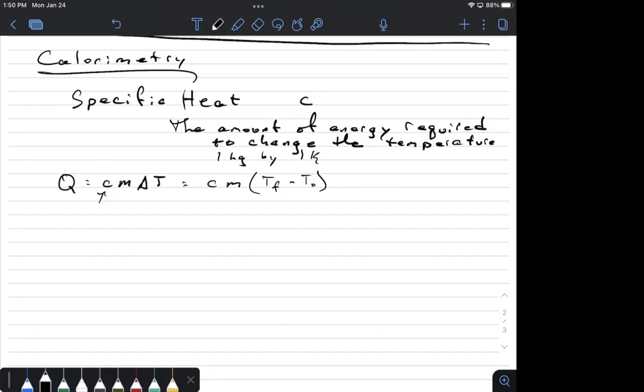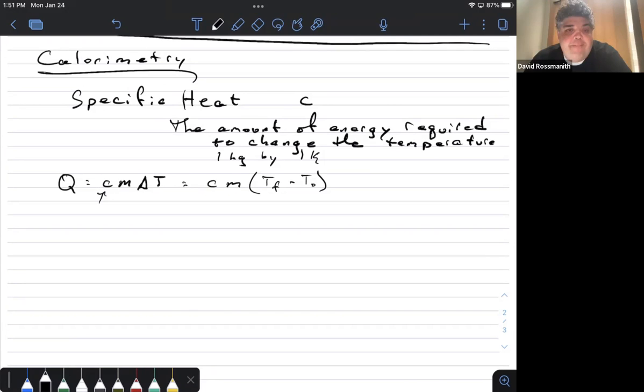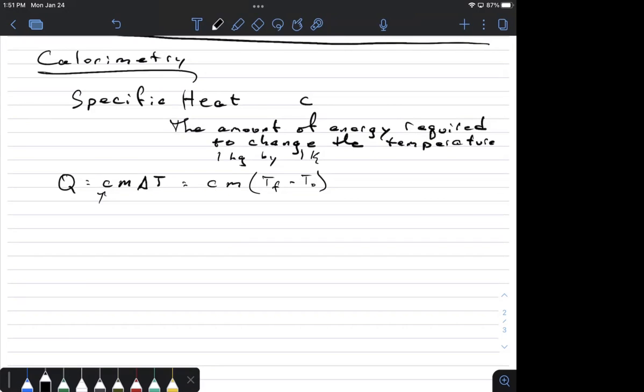Did you say m is the mass? Yeah, m is mass. So how much of this thing are you talking about? And that's measured in kilograms? Kilograms, just like first semester physics.